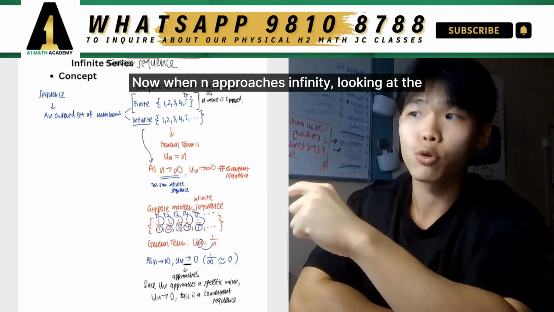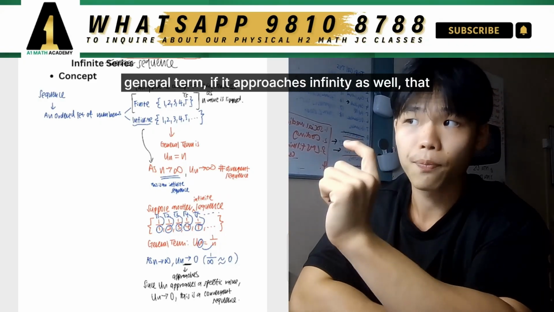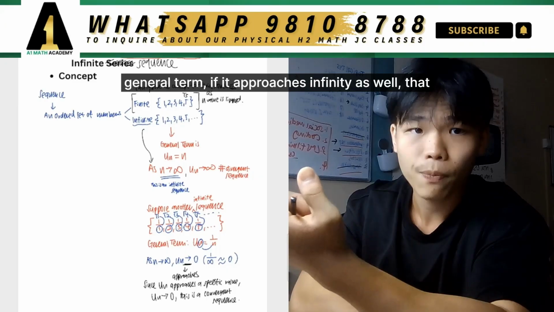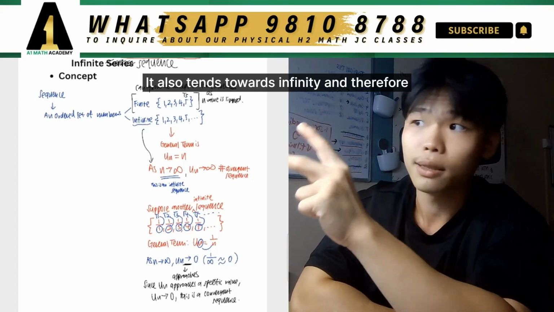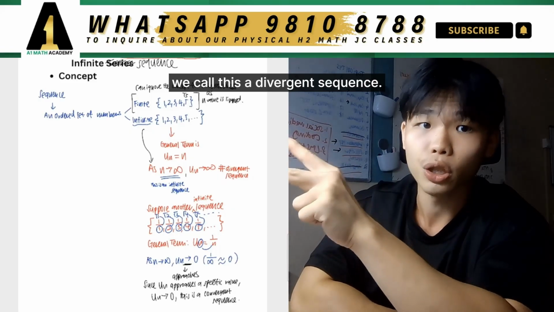Now, when n approaches infinity, looking at the general term, if it approaches infinity as well, that means it does not converge to a specific value. It also tends towards infinity, and therefore we call this a divergent sequence.